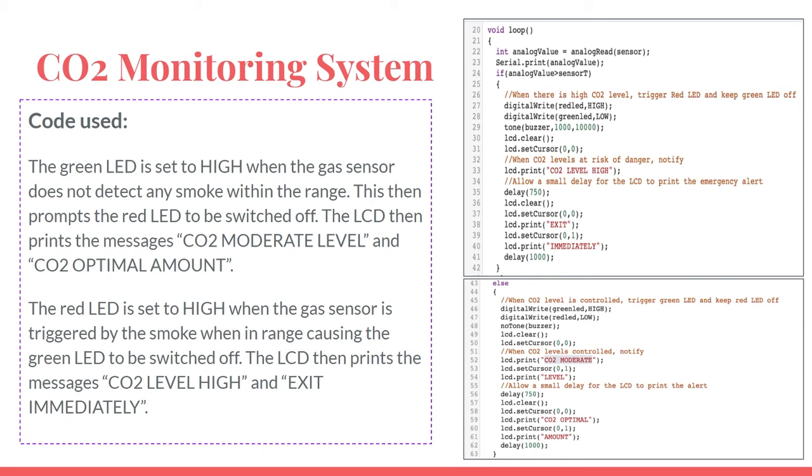When designing my circuit, I used code in order to allow the circuit to run smoothly. When the red LED was set to high, the green LED was set to low. This was then followed by some text to show that the CO2 levels were high and that the person must exit the building immediately. I also created code to show that when the green LED was set to high and the red was set to low, it would then show on the LCD that the CO2 levels were at a moderate level and at an optimal amount.